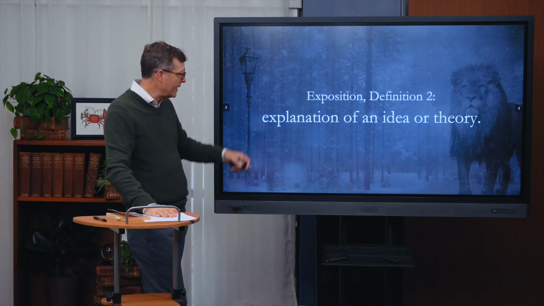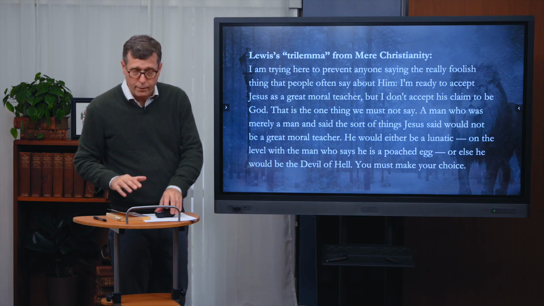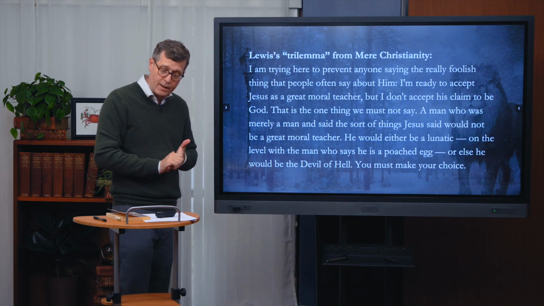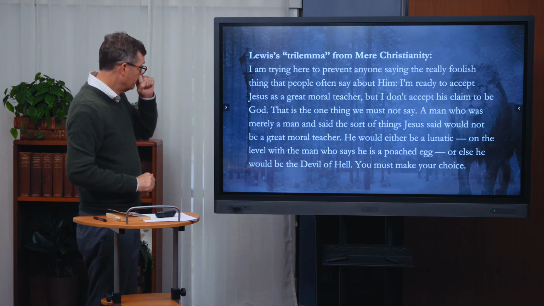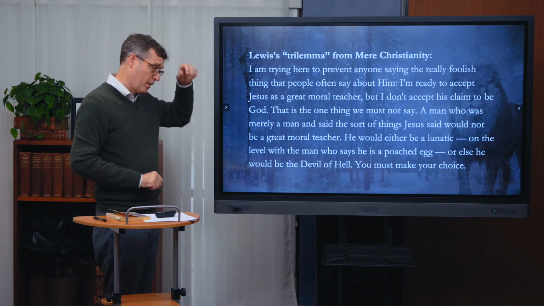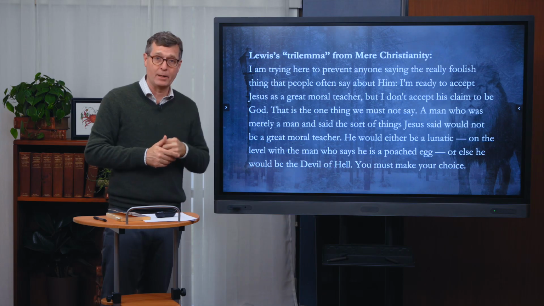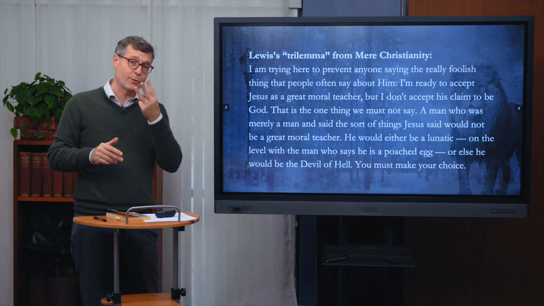It is in a dialogue between the professor and Susan and Peter that Lewis gives us the exposition that he wants us to have in his explanation of his idea or theory. So the theory and the idea that sort of is behind chapter 5 of The Lion, the Witch, and the Wardrobe is the same idea that he spells out in Mere Christianity. And we call it the trilemma. You think a dilemma is a difficult choice between two things, right? That's a dilemma. Well, a trilemma is a choice between three things.